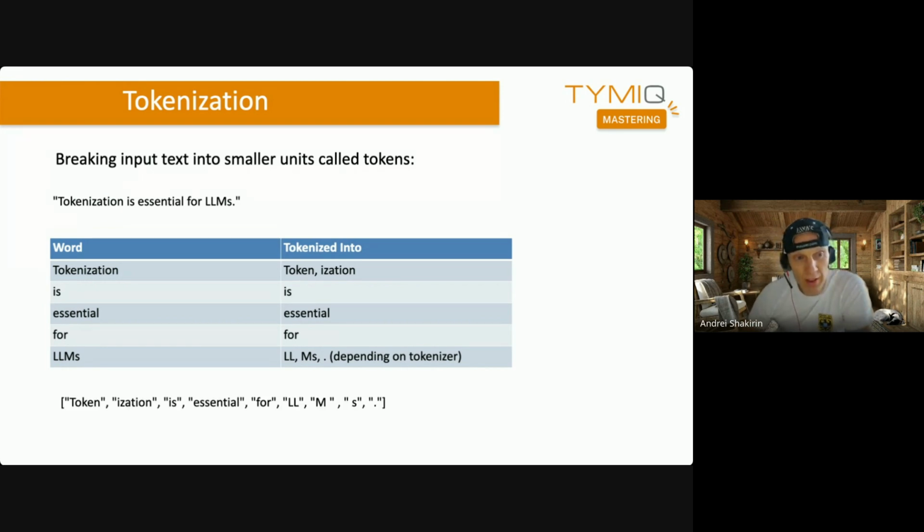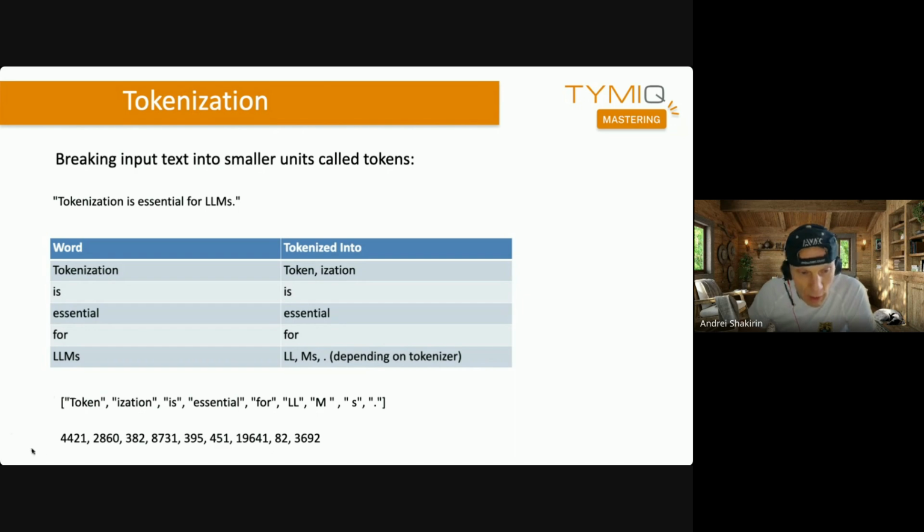In this case, the phrase "tokenization is essential for LLM" will have 1, 2, 3, 4, 5, 6, 7, 8, 9 tokens. The tokenization algorithms could differ a bit from one to another, but the idea is that from these large sequences of characters we get smaller sequences of token IDs. Of course, a token has an ID, and if we have a token multiple times in our text, we will have the same ID multiple times.